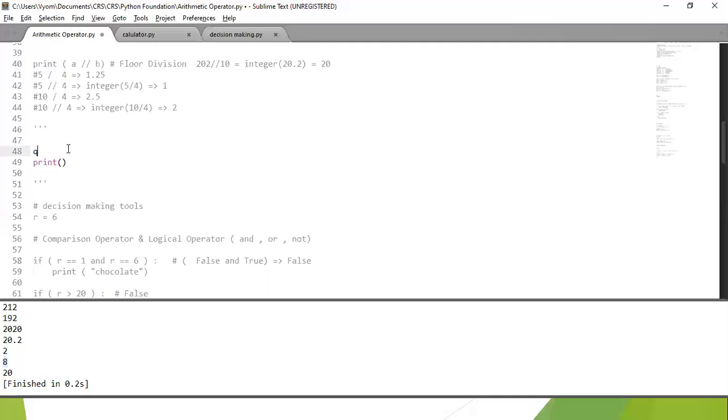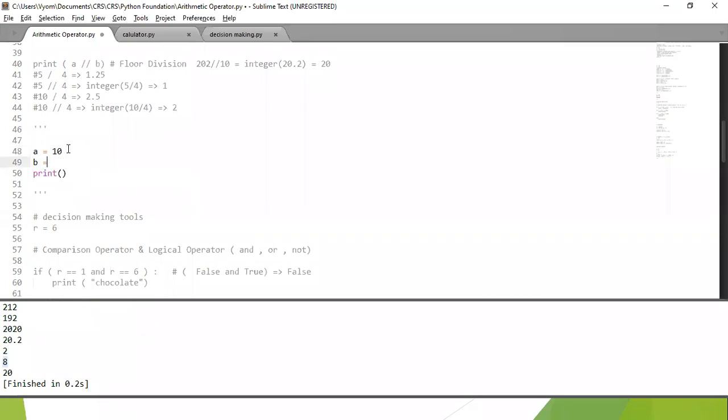So let's say you have a equal to 10 and next line b equal to 20, and you say a equal equal b. So what do you think will be the output? It will be false. Why false? Because they both are not equal to each other. Let's say if it was 10, the output will be true. Why true? Because they are equal. Correct.